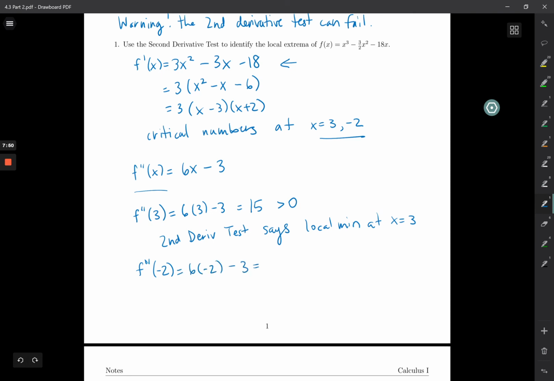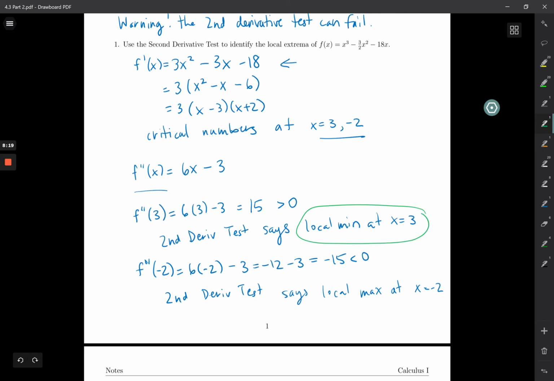That's the first one, and then we can also plug in negative 2, and we get negative 12 minus 3 equals negative 15, and that's of course less than 0. So the second derivative test says that we get a local max at x equals negative 2. So those are going to be our two answers. We get a local min at 3, local max at negative 2.